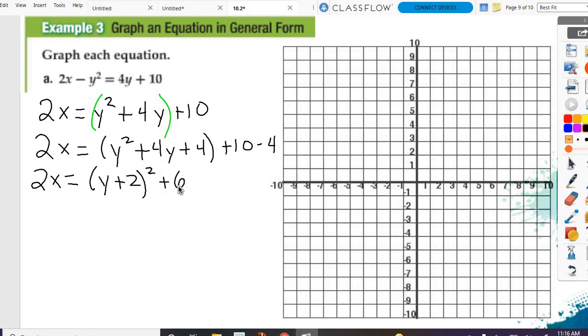But then remember, for our conic section form, we want our y squared stuff to be by itself. So we would subtract 6 and factor out a 2.